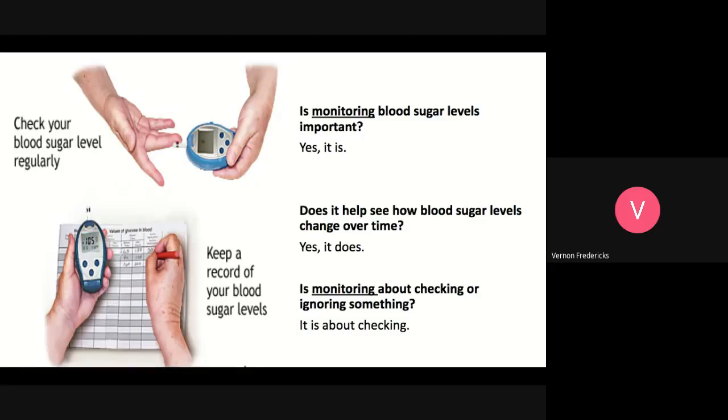So let's have a look at the questions. Is monitoring blood sugar levels important? Yes, it is. It's very important. Question number 2. Does it help to see how blood sugar levels change over time? Yes, it does. So you can see if it's good or if it's bad. Third question, is monitoring about checking or ignoring something? It is about checking.